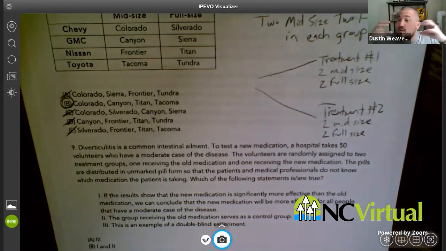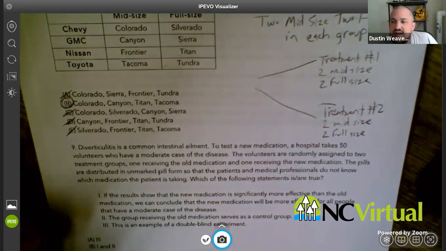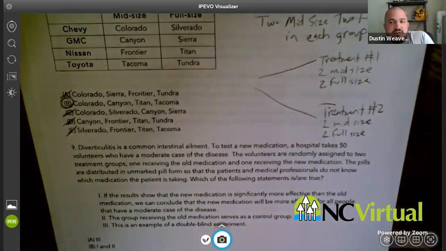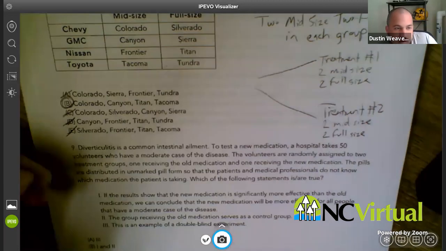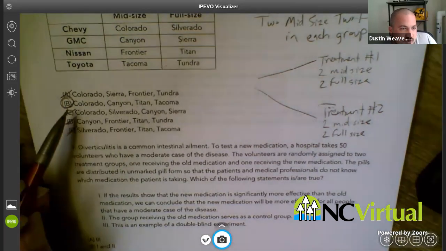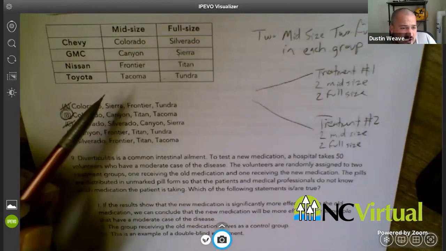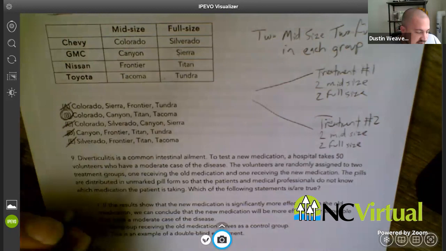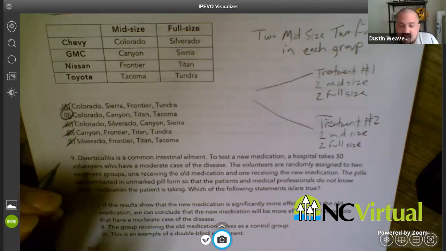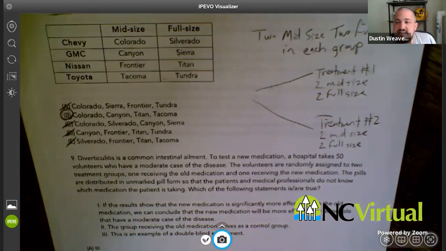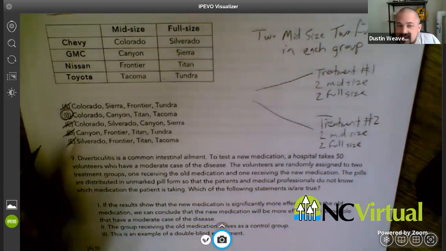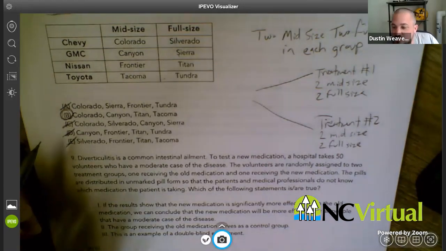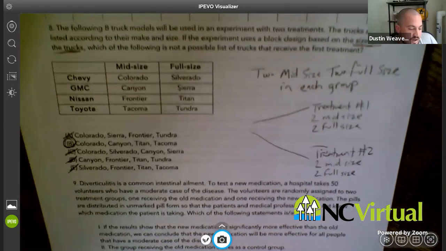So you have an equal amount of each one, right? Because if you're blocking based on that, you think that might be an issue. So you want to make sure you've got an equal amount of both. This is the only one. So in B, you would have had Colorado, Canyon, and Tacoma. So you would have 3 mid-size and 1 full-size. And if you think that's an issue, then you're going to have more mid-size in this treatment group, which then means you would have more full-size in the other treatment group. And it really might be the size of the truck that makes the difference and not the actual treatments. Yeah, it's the one that is not possible.